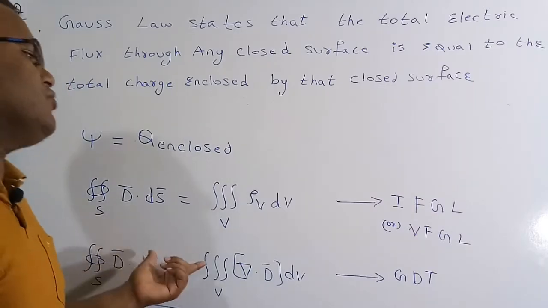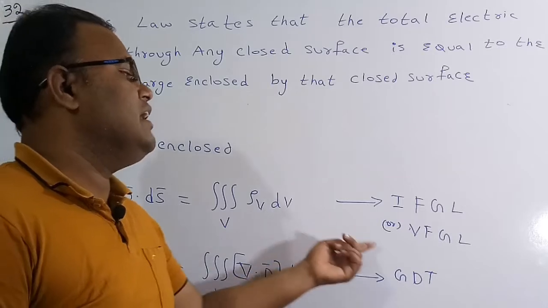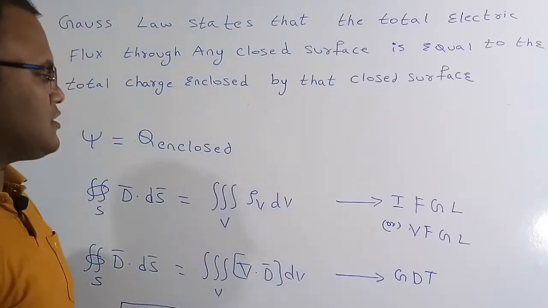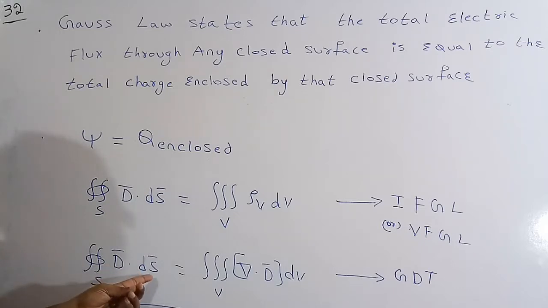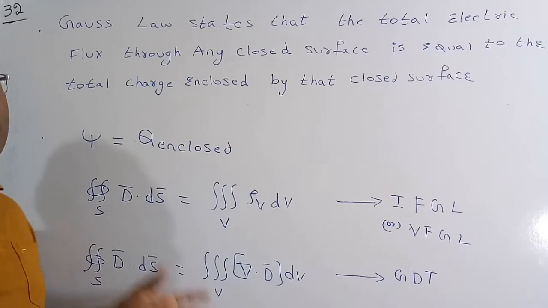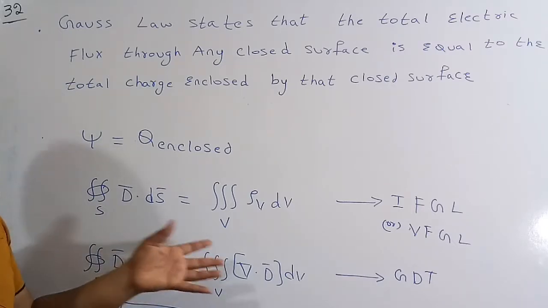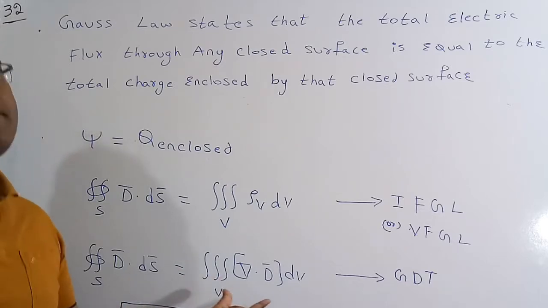So this statement we are going to call the integral form of the Gauss law, or we can even call it the vector form of the Gauss law. Suppose you want to write it in another form: the closed surface integral of D·dS is equal to the volume integral of divergence of D into dv, because only a closed surface can enclose a volume. Because of that reason, this is called the Gauss divergence theorem.